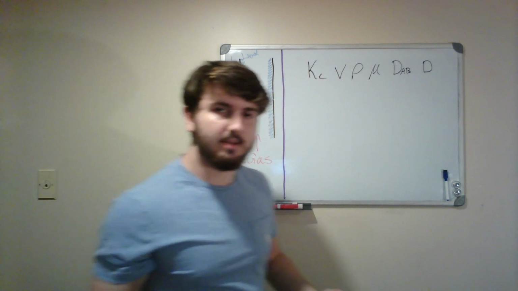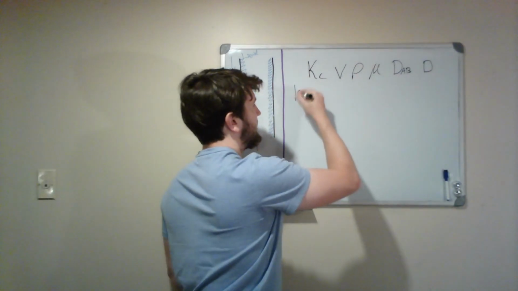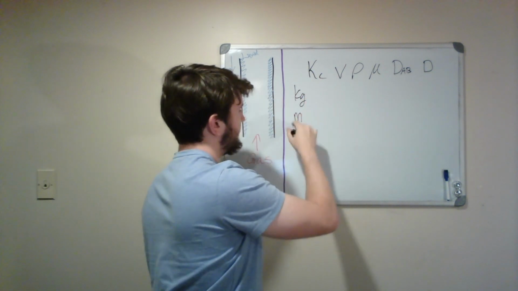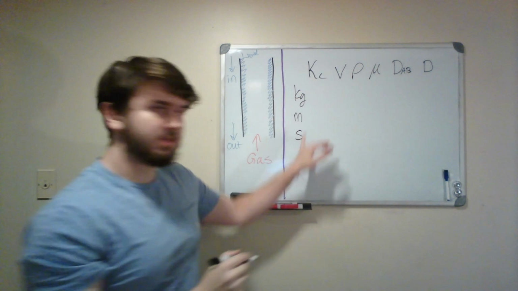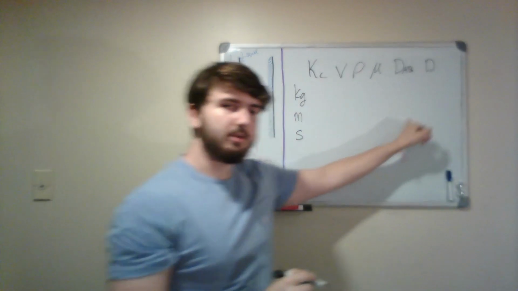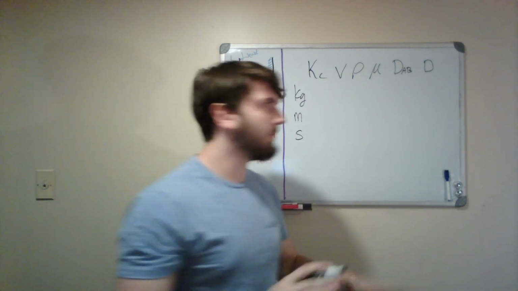Now we're going to need standard units for all of these. The units we're going to use are kilograms for mass, meters for length, and seconds for time. So we have the mass, length, and time. But now we need to establish where all these stand. Are they kilograms per meters per second? Where are they all at?